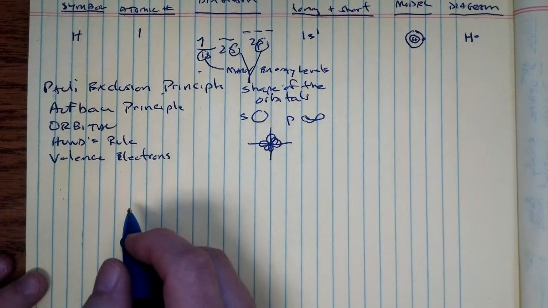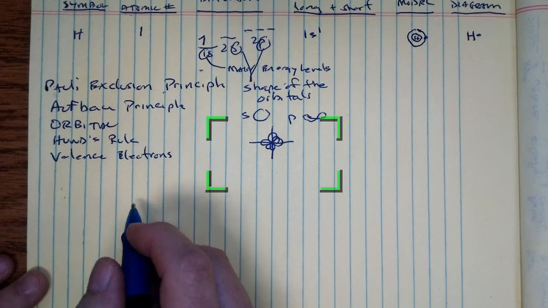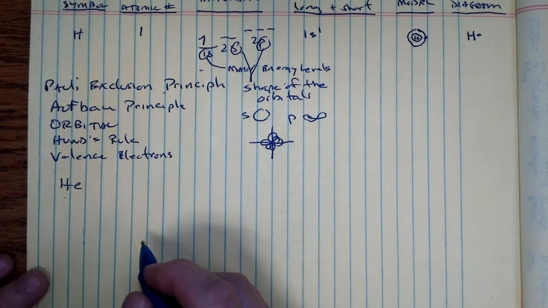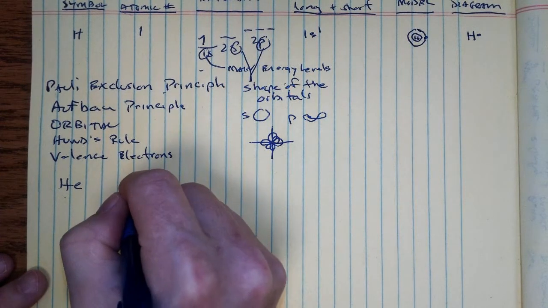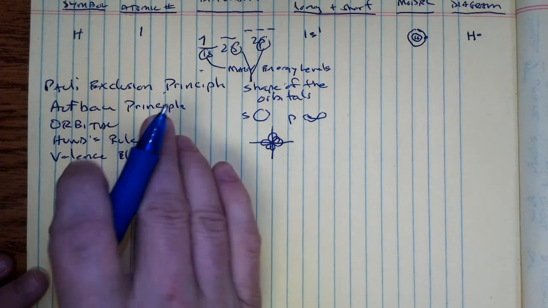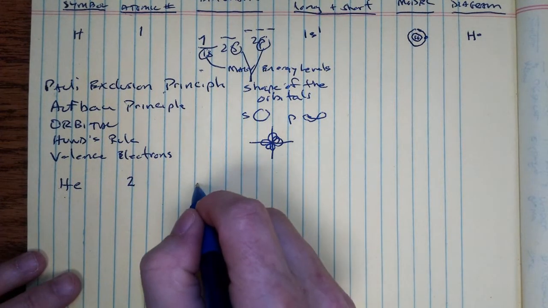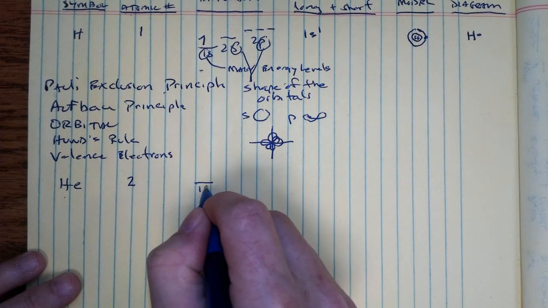Now let's take a look at helium. So helium is next, He. And atomic number is 2. Now I'm going to use a different orbital diagram. You'll find these 3 different ways. In the book, they do this.